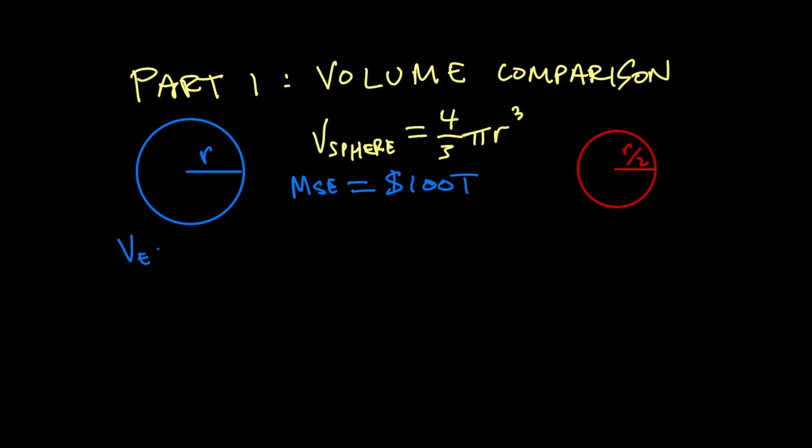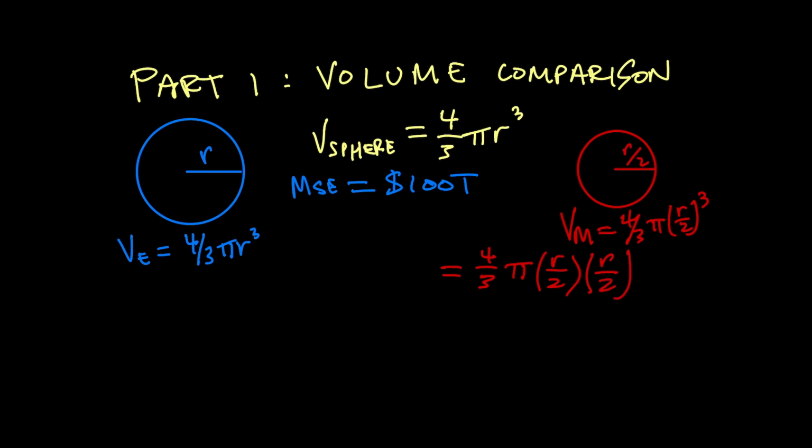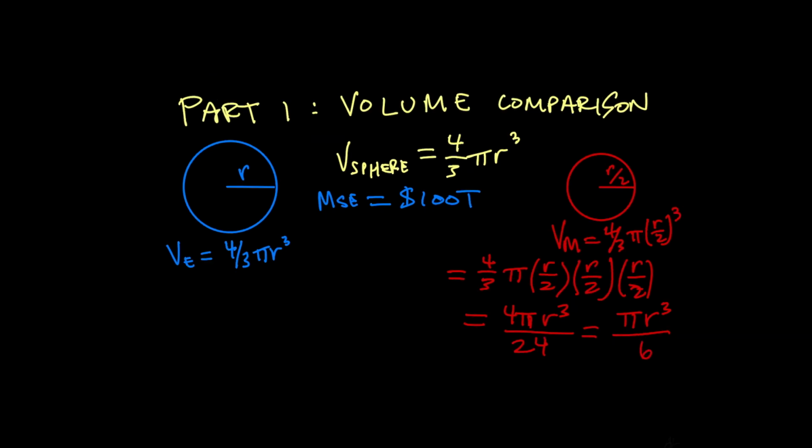So I'm going to write out Earth's volume here as 4/3 pi r cubed and write out Mars' volume as 4/3 pi (r over 2) cubed. So we can simplify this a little bit to make it easier to compare and calculate. So we can make this 4/3 pi times r over 2 times r over 2 times r over 2, which is equal to 4 pi r cubed over 24, or pi r cubed over 6.